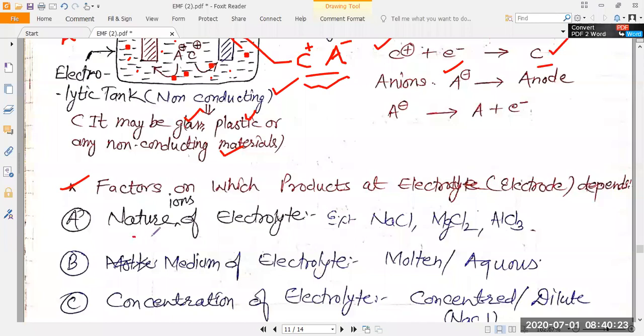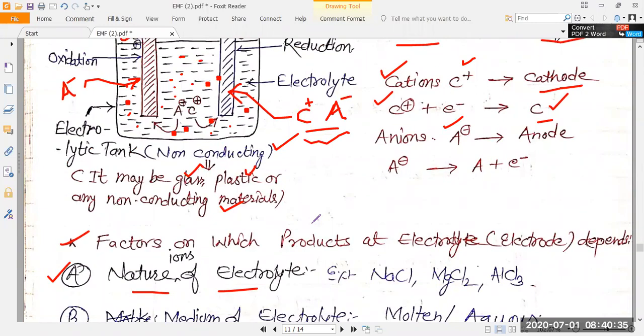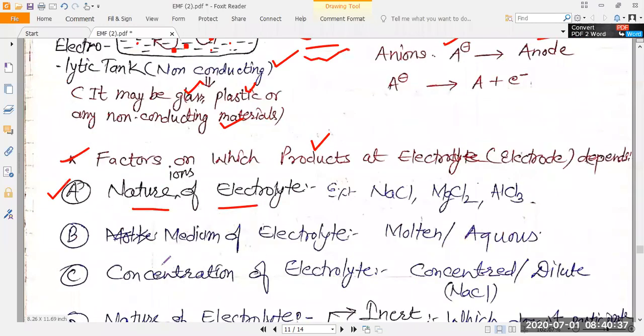First is nature of ions of electrolytes. This is the first factor on which the products at the different electrodes, anode and cathode, depend. For example, NaCl, MgCl2, AlCl3. These are the electrolytes. These are strong electrolytes. Strong electrolytes are those electrolytes which dissociate nearly 100%.